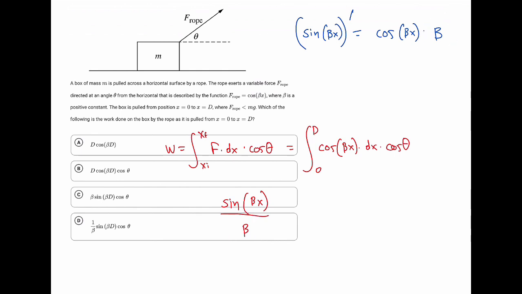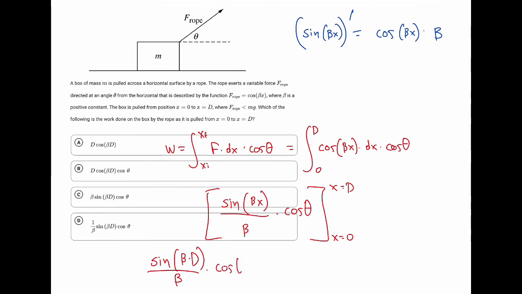We need to continue and multiply by the cosine of theta, and we need to evaluate from x equal 0 to x equal d. Now this is sine of beta times d divided by beta multiplied by cosine of theta, minus sine of 0, which is 0, so we can ignore that part, and we're going to select something that looks like this. I think the answer is D, which is the correct answer.